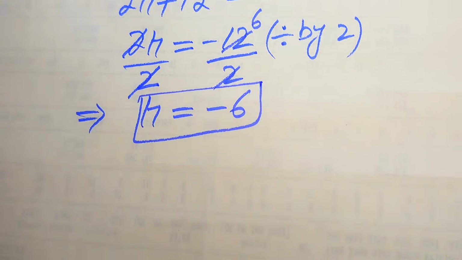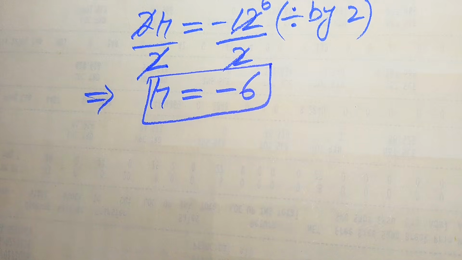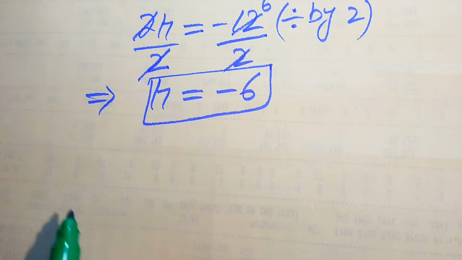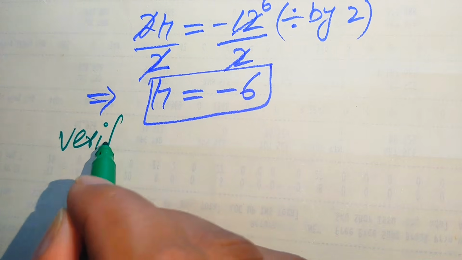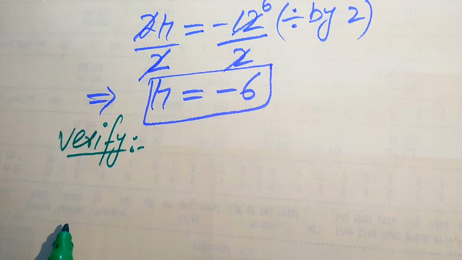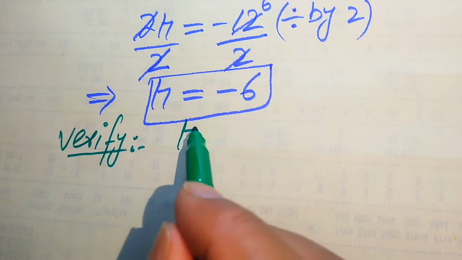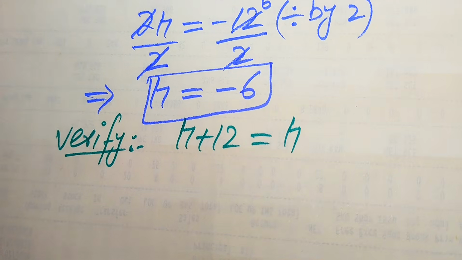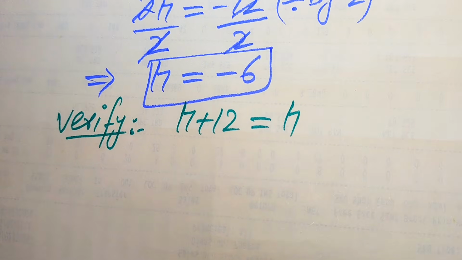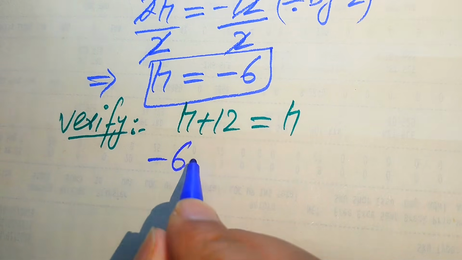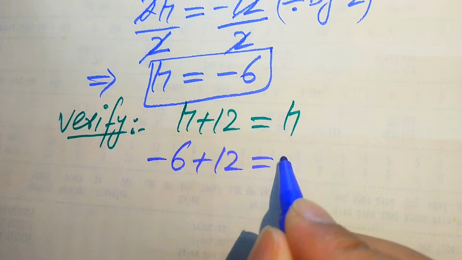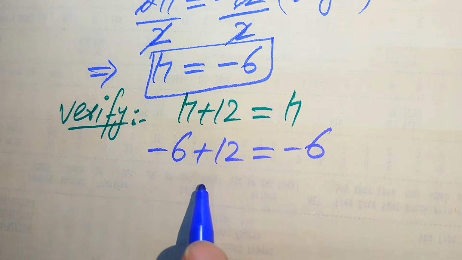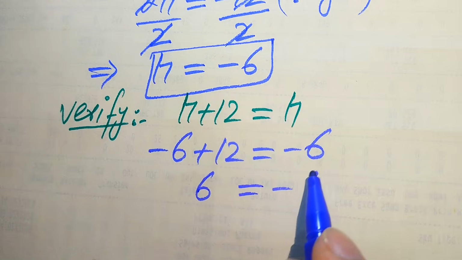So this is the only value of h which we get in the first method. Now in the next step, we need to verify whether this value of h is a solution or an extraneous root. For verification, we copy down the given question statement: h plus 12 is equal to h. We substitute this value of h on both sides and check its behavior. So we have minus 6 plus 12 is equal to minus 6. Then minus 6 plus 12 becomes plus 6 is equal to minus 6.